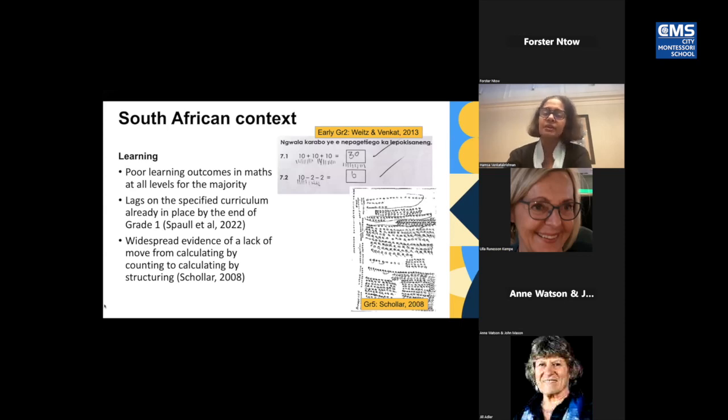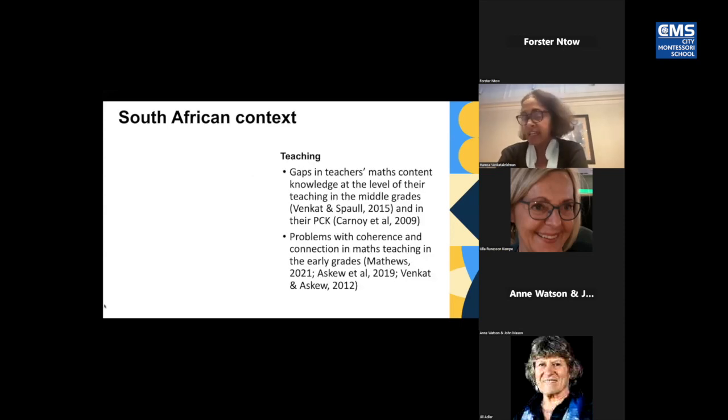Now, I've talked about learning, but there are also problems in the South African context when we look at teaching. So first off, there is extensive writing that there is evidence that there are gaps in teachers' mathematical content knowledge, particularly at primary level, but the problems extend into secondary as well. And what's interesting about this work is that it has international parallels, particularly at primary school, where primary teachers often are generalists.